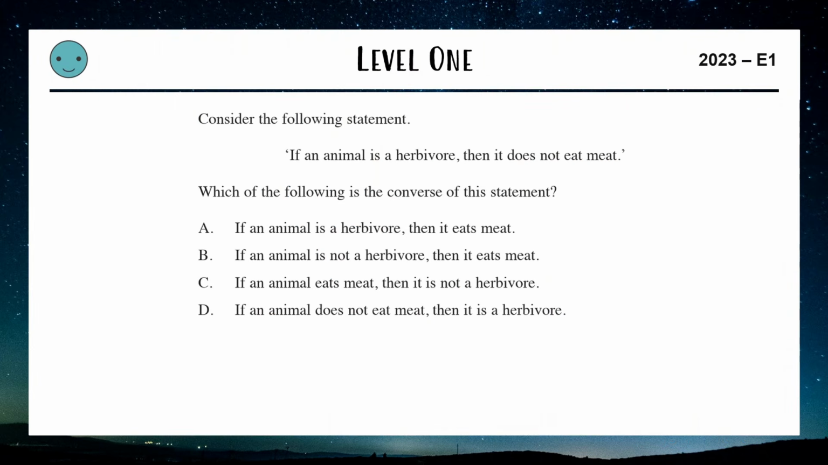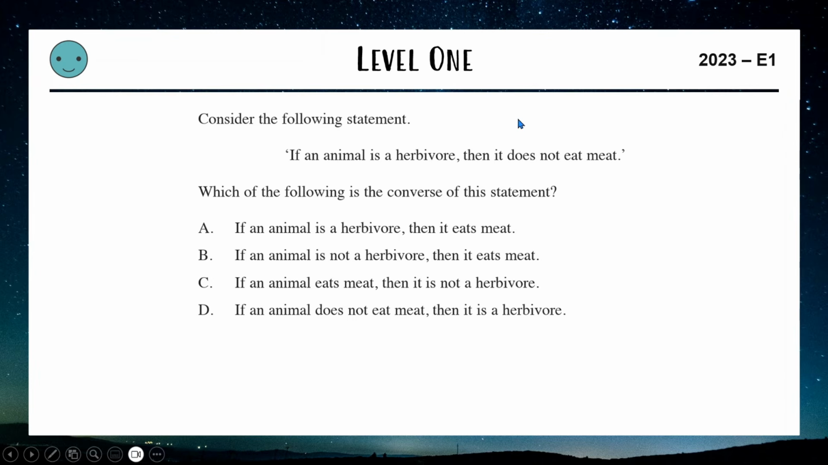Here's one from the 2023 multiple choice, and it's asking us, we have a statement: if an animal is a herbivore, then it does not eat meat. That is true. Which of the following is the converse of this statement? Now, the reason I'm putting this question in this video is because there's been a question just like this in the last 2 years of the HSC.